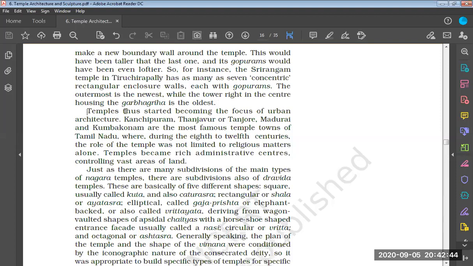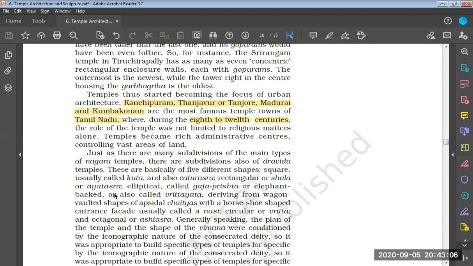The temples thus started becoming the focus of urban architecture. Kanchipuram, Thanjavur or Tanjore, Madurai and Kumbakonam are the most famous temple towns of Tamil Nadu, where during the 8th to 12th century the role of the temple was not limited to religious matters alone. The temples became rich administrative centers controlling vast areas of land.